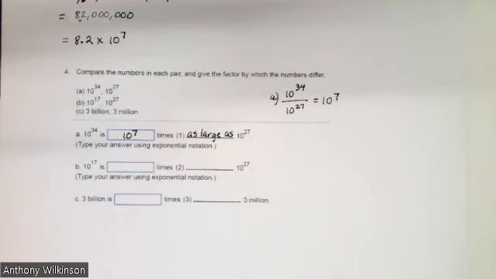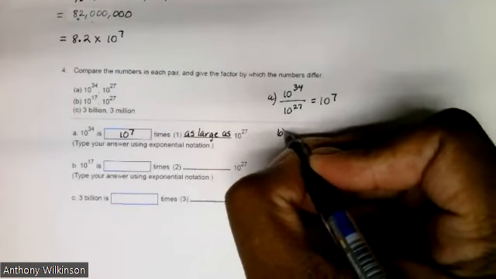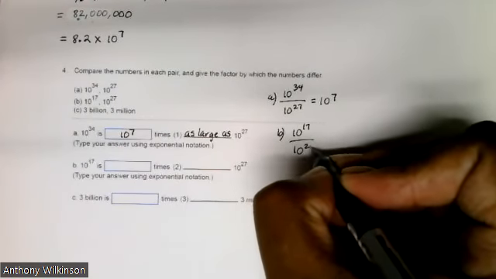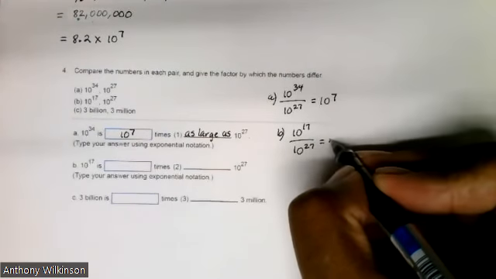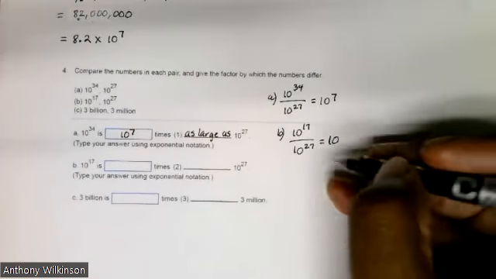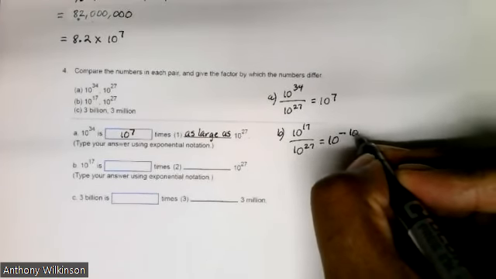Part B, 10 to the 17th is how many times either as large as or smaller than 10 to the 27th. Well, again, you're dividing powers of the same base. You're going to subtract your exponents here. And the way you'll set this up would be 10 to the 17th divided by 10 to the 27th. We're subtracting exponents because our bases are the same. Bring the 10 over. Now, if you do 17 minus 27, you're going to get negative 10.